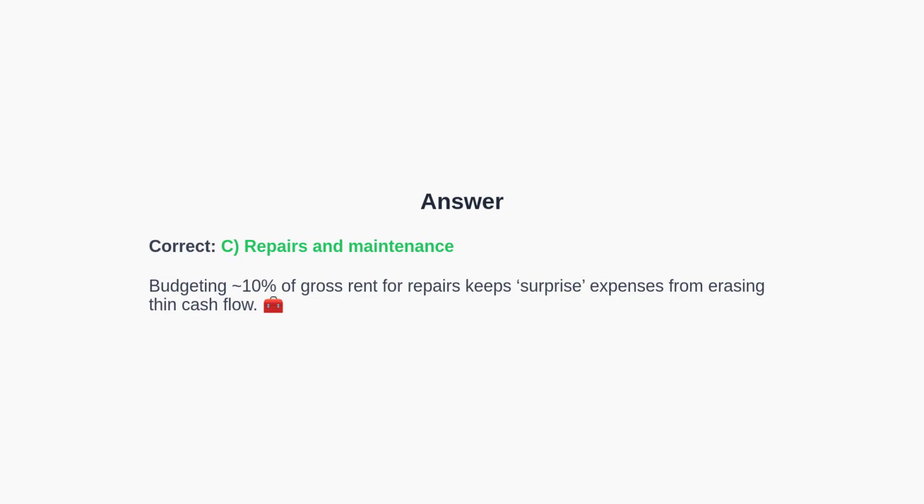The correct answer is repairs and maintenance. Budgeting approximately 10% of gross rent for repairs helps prevent unexpected expenses from eliminating thin cash flow.